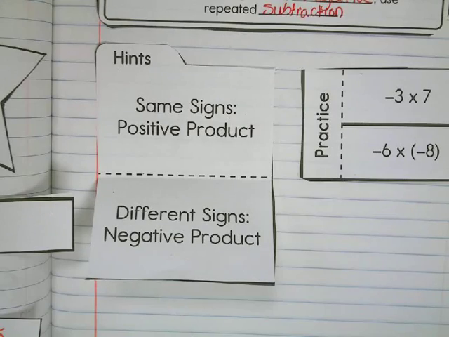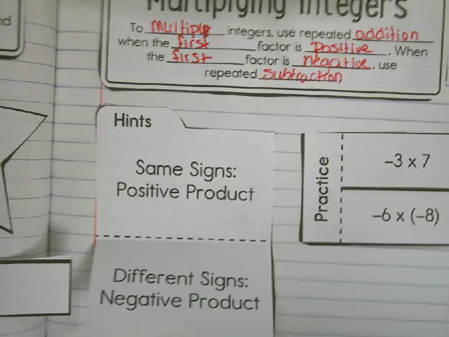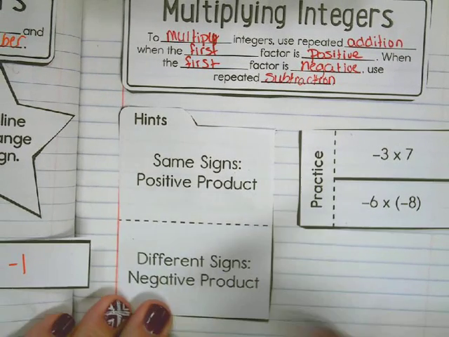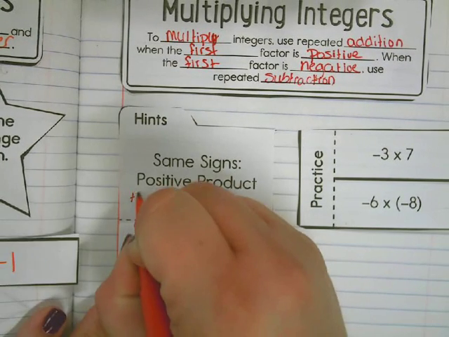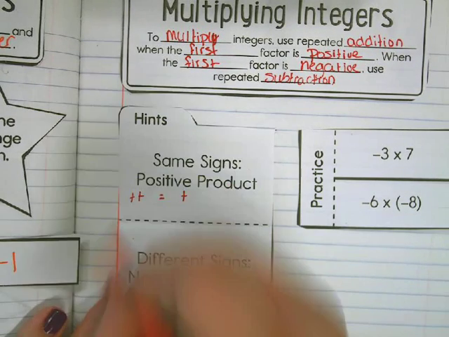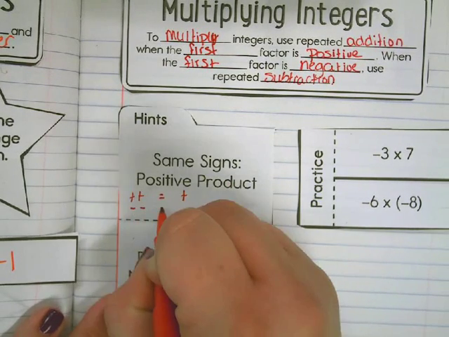Same signs is positive product. So if I'm multiplying and I have 2 positive numbers, then my answer is positive. If I have 2 negatives, my answer is positive.